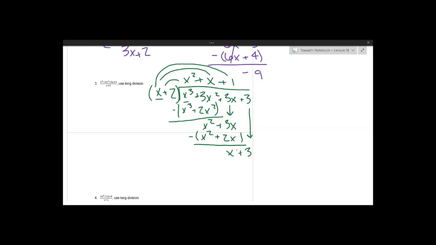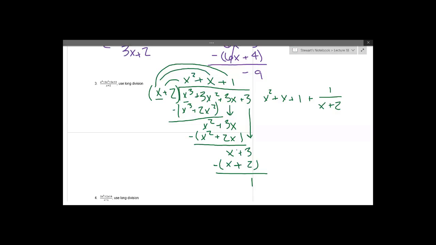And then we multiply that back, so we have x plus 2 that we need to subtract. Well, x minus x is 0. 3 minus 2 is 1. So the final answer in this situation would be x squared plus x plus 1 plus 1 over x plus 2. That would be your remainder. And you have to add that on just like we did before, with numbers instead of variables.